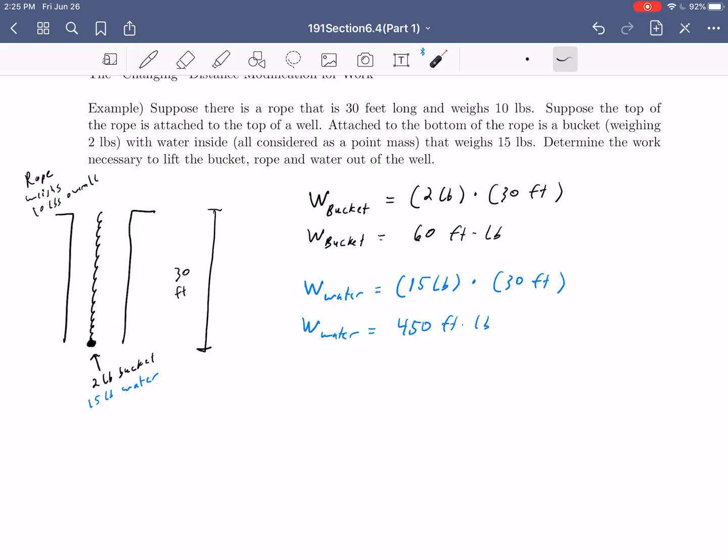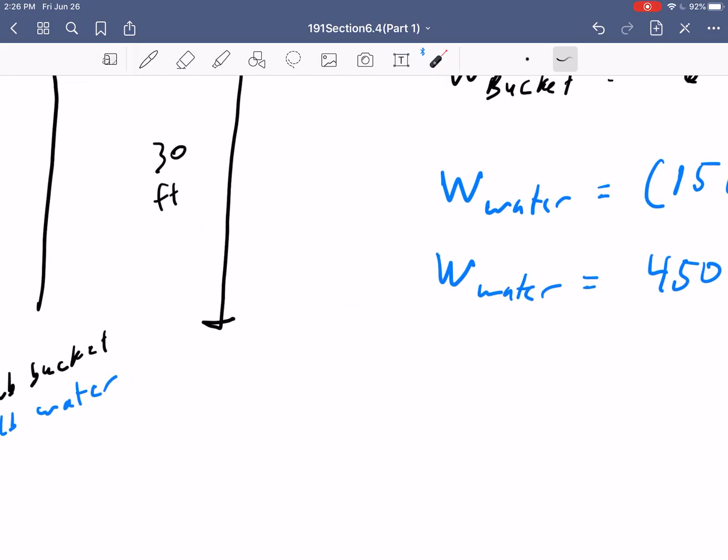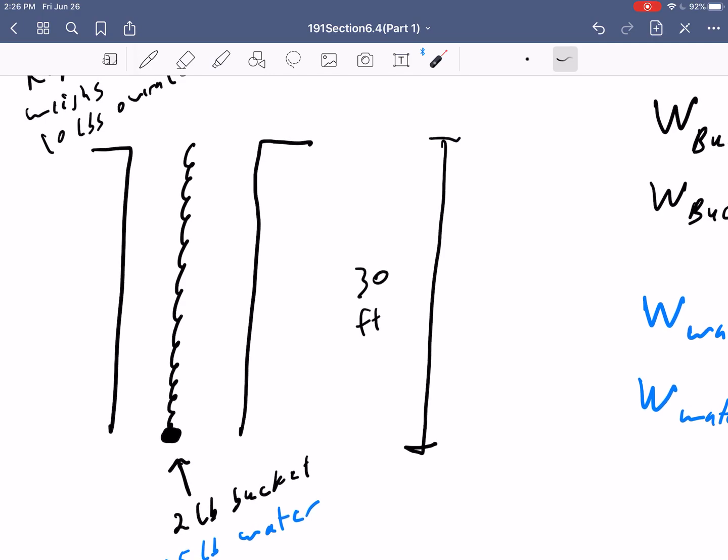Well, you might say, well, the rope is 10 pounds, so we just take 10 pounds and multiply by 30 feet. But that doesn't quite make sense, because if you think about it, if you were like a little microscopic being or something and you were on a piece of the rope, if you're on this piece of the rope, you only have a very short distance to travel to get to the top. But if you're down here, you have almost the full 30 feet to travel before you reach the top.